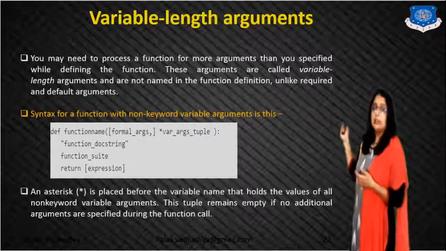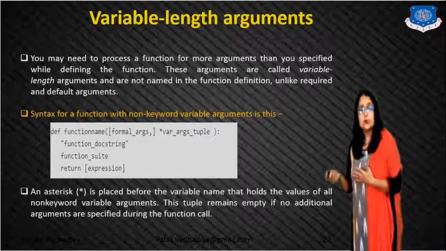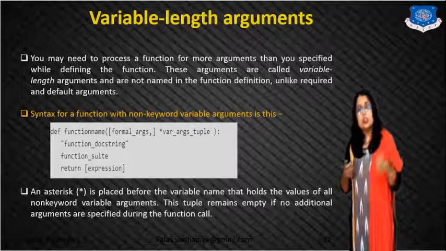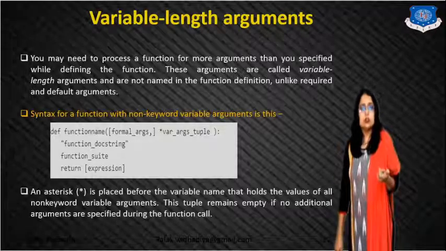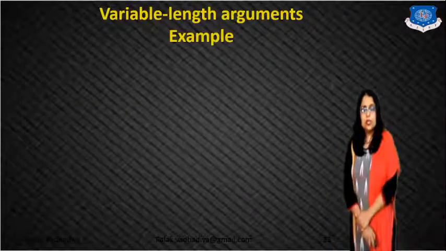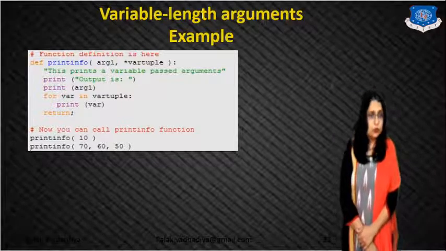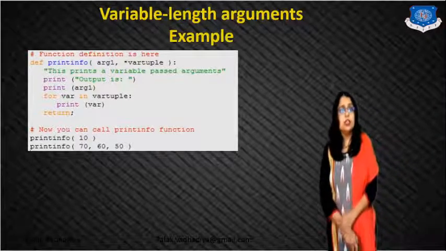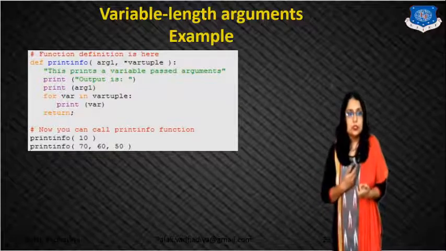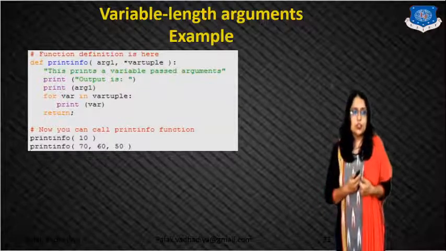So it is not the case that you must always provide the variable length argument. You can give a fixed length argument also. How? Let me explain. See, in this function, what will happen? Print info, then argument 1 and then asterisk var tuple. Now, the output is argument 1.